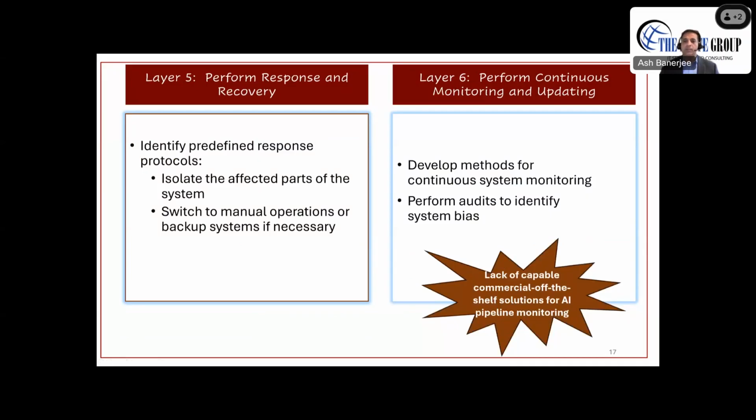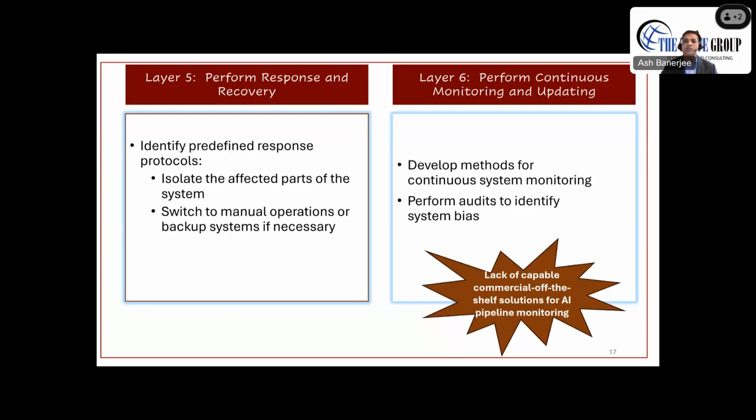All right. Layer 5. Irrespective of all the tools, technologies, and solutions you have in place to remediate threats from adversarial AI, we need to be prepared to address when such attacks are happening. What will be the right response and recovery? The first thing would be to isolate the parts of the AI pipeline that have been impacted. Then switching to manual operations or backup systems may be necessary.